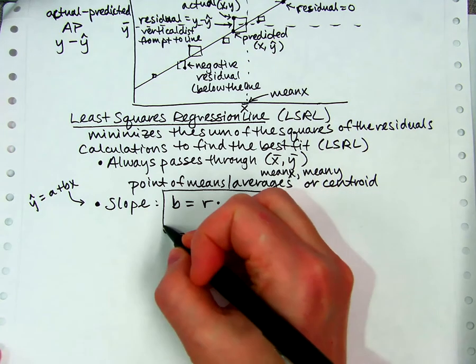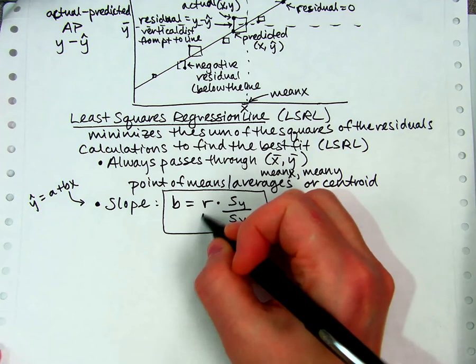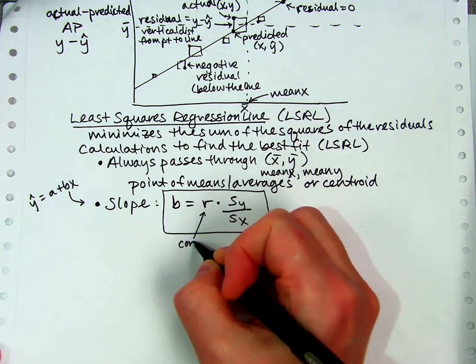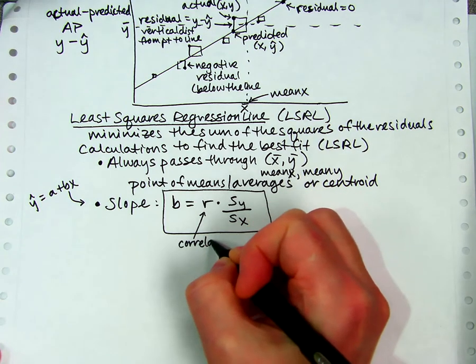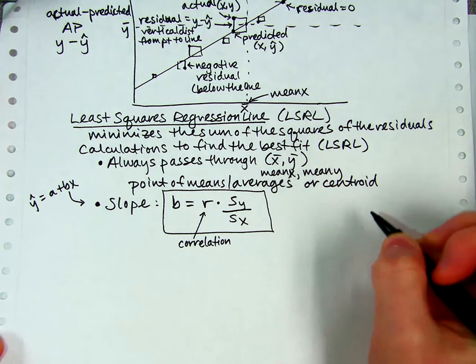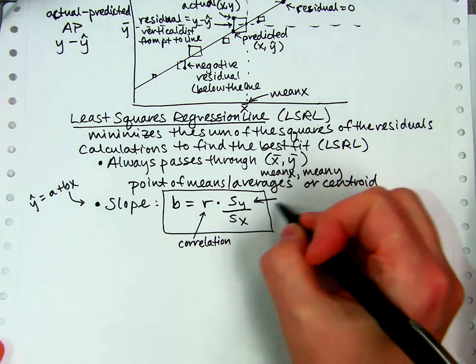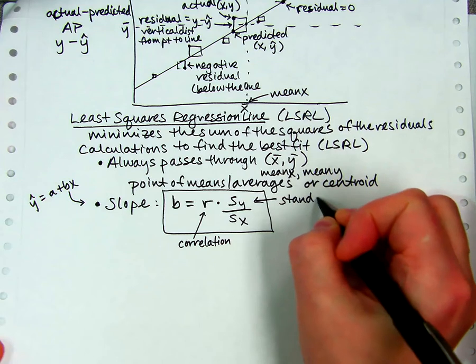There's a lot of stuff that I'm not going to tell you today because it'd be too much. But anyway, this is the correlation, which you already know can be calculated by finding z-scores and multiplying them together and all that. This is the standard deviation of the y's.